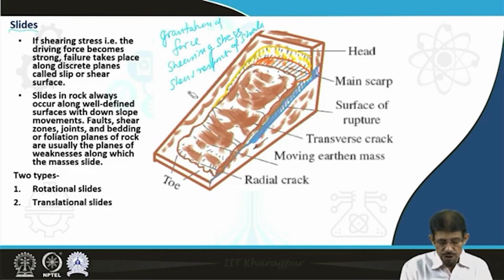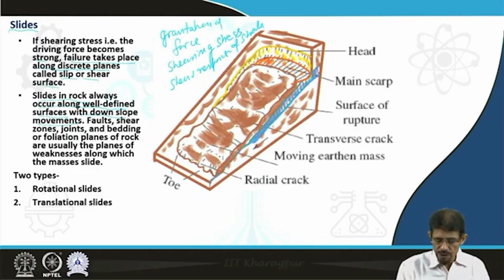If the shearing stress, that is the driving force, becomes strong, failure takes place along discrete or jointed planes called slip or shear surface, and the slide in rock strata always occurs along well-defined surfaces with downslope movement. For example, fault, shear zone, joints and bedded or foliated planes of rocks usually act as potential weak planes, and the majority of landslides occur along the weak planes.